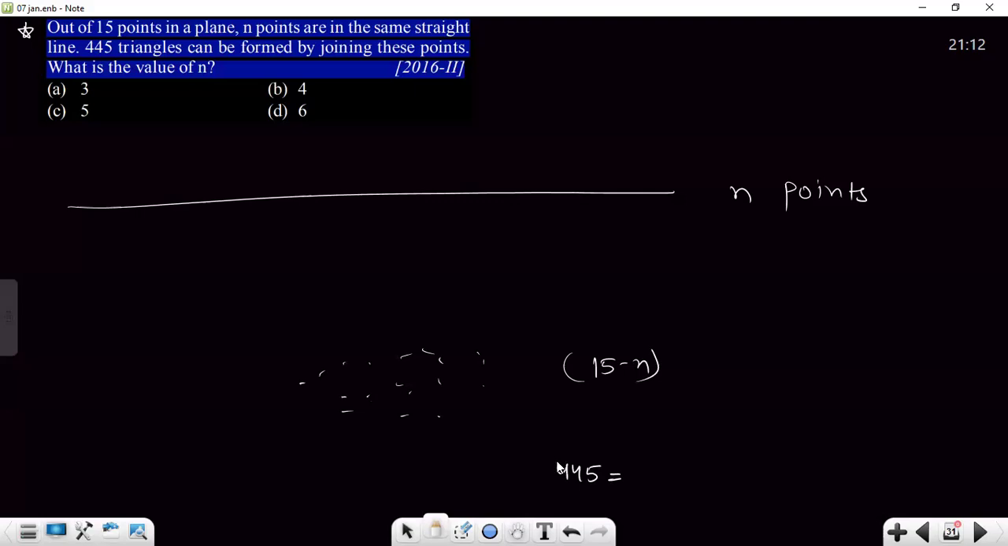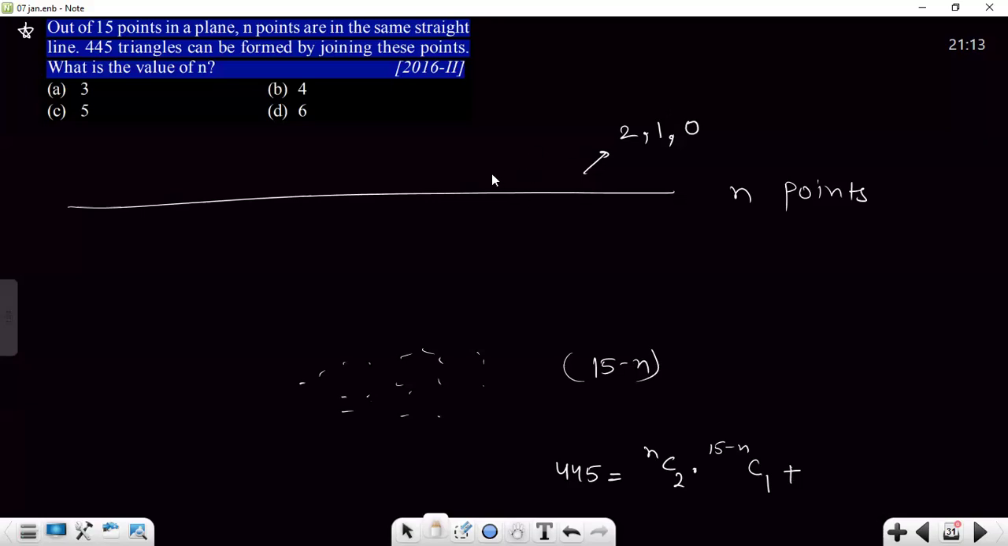So for making any triangle, we have to make sure that we either take 2 points from here, or 1 point over here, or 0 points from here. We cannot take 3 points from n. Let's assume that we are taking 2 points from n, and selecting 1 point from the outer. So nC2 into (15 minus n)C1.